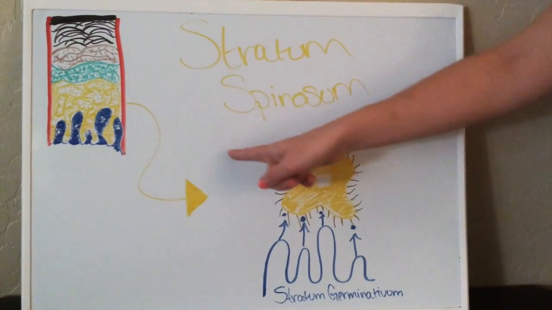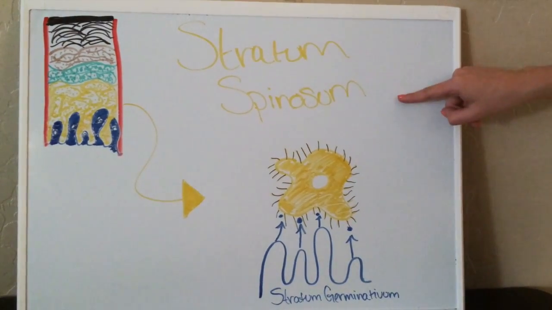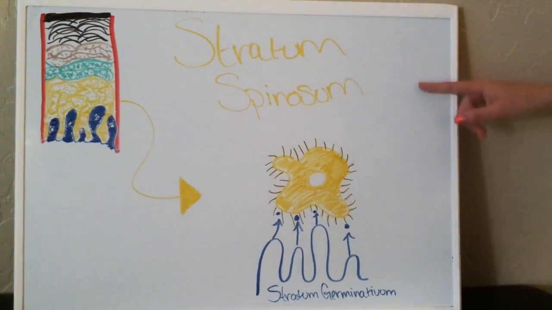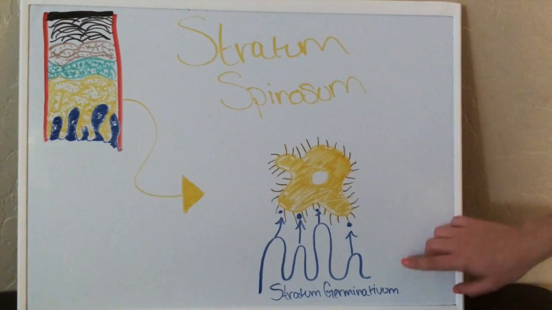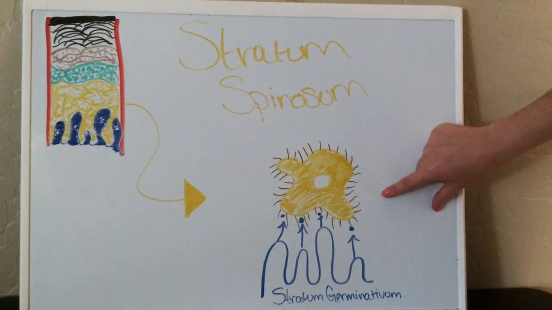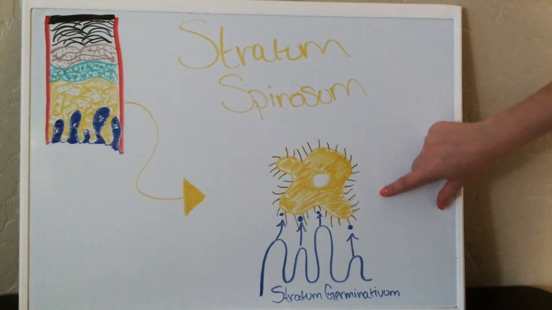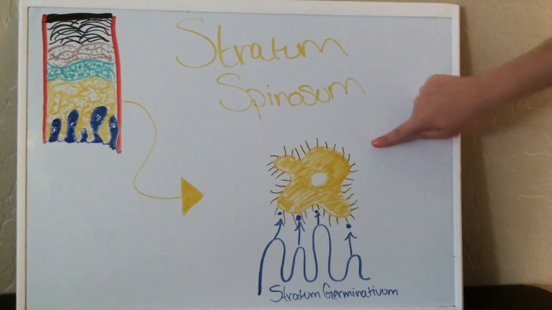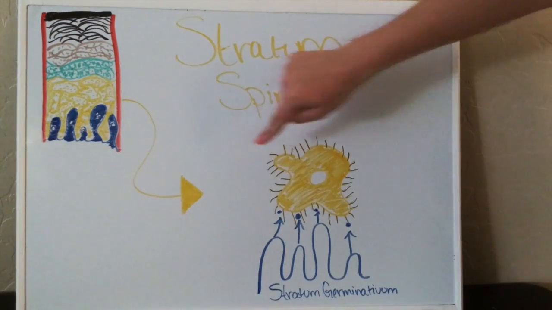The second layer of the epidermis is called the stratum spinosum. The stratum spinosum is produced by the division of the cells in the stratum germinativum and the cells being pushed up. These cells then shrink until the cytoskeletons stick out, which causes the spiny appearance.